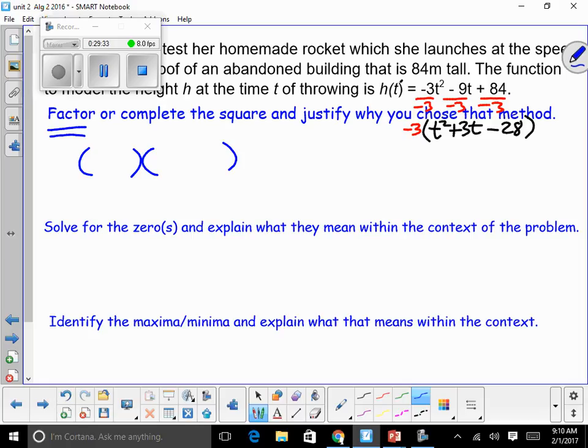All right, so here's what we do. We put this big X here. And the last number, I wish somebody could highlight this guy. The last number goes on top, negative 28. The middle number goes on the bottom. So far, you're not using any math.